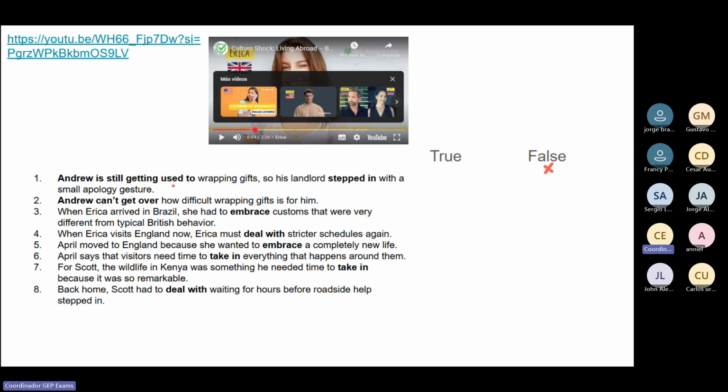So the sentence is saying that the reason why the landlord gave a small gift is not this. The landlord gave the gift because Andrew had a problem, an issue in his apartment, in his house. Entonces es falsa por eso, no porque Andrew se esté adaptando todavía a envolver regalos, sino porque tuvo un problema en su casa, era creo que como una gotera. Entonces el arrendatario, ese es el landlord, le dio un regalo como excusa, un regalo pequeñito. Pero no se lo dio fue porque él no supiera envolver los regalos. Por eso es que es falsa.